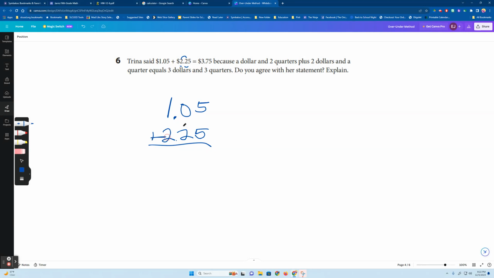I could just see right off the bat the answer is not going to end with the 5, because 5 plus 5 is 10. You could probably come up with a whole bunch of reasons why 3.75 is not correct. Just the logic here is that she's adding the $2 plus the 25 cents. You don't do that. You just line them up with the place value and add the pennies plus the pennies, dimes plus the dimes, dollars plus the dollars.